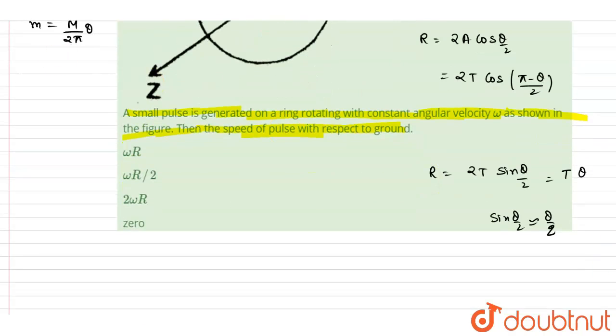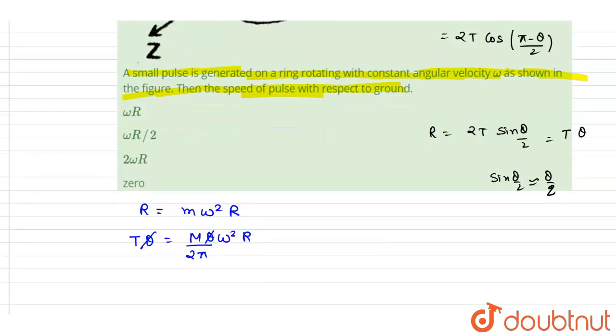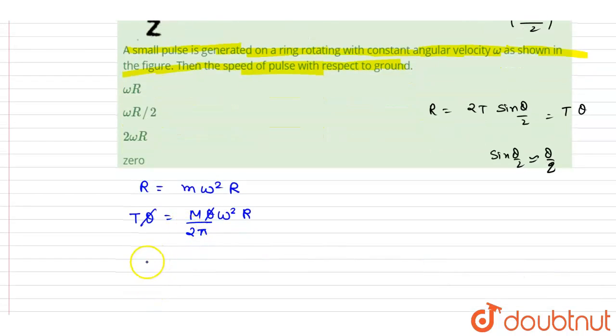Now you can write the centripetal force required to perform the circular motion as m omega square r. You can also write m v square by r as well. So m omega square r, so resultant force is T d theta, and the dm is M by 2 pi d theta, times omega square r. So you can cancel out this d theta and d theta. So see, we got this, right?